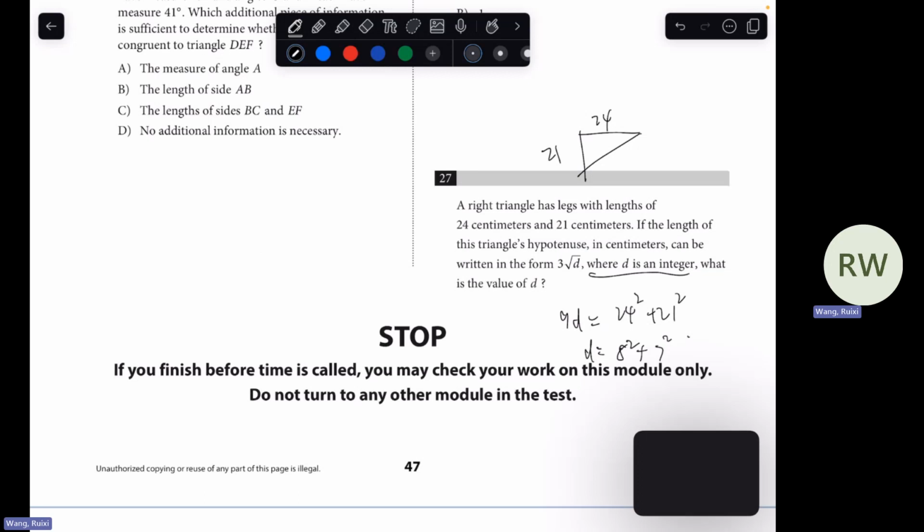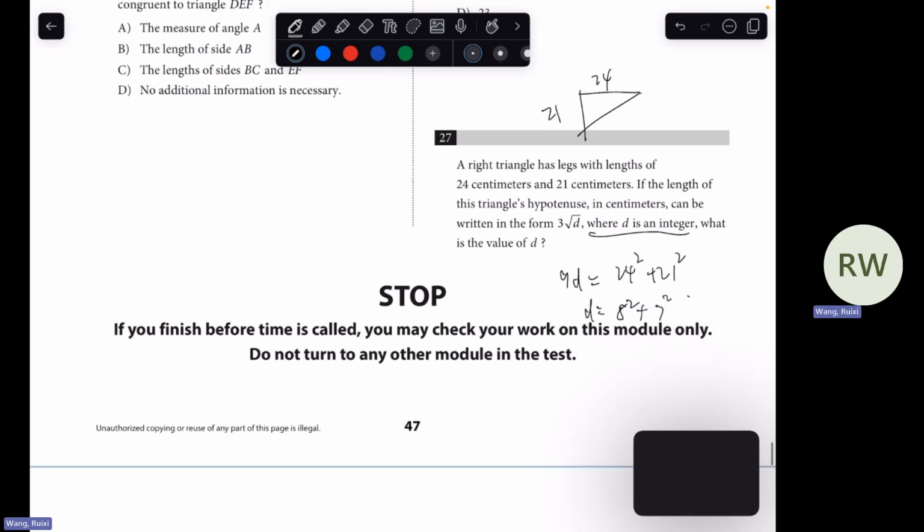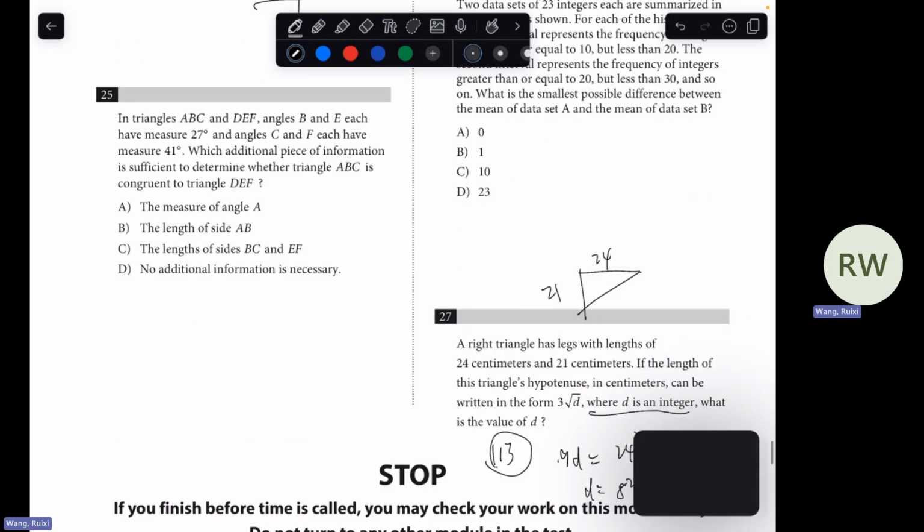Where d is an integer. What's the value of d? So a squared plus 7 squared, 56 plus 49, 105. Okay. Wait, 64 plus 49. Okay. Make sure you don't make this type of silly mistakes. Okay. 113.